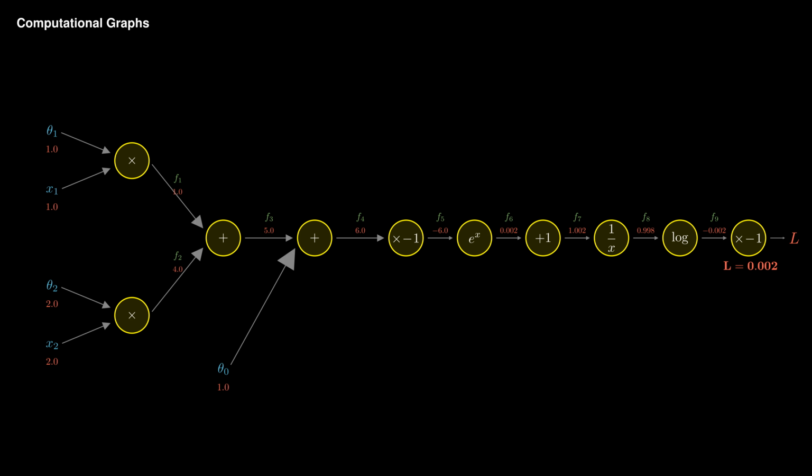f4 equals 5 plus 1, which is 6. f5 equals 6 times negative 1, which is negative 6. f6 equals e to the negative 6, about 0.0025. f7 equals 1.0025. f8, the reciprocal, is about 0.9975. f9, the log, is about negative 0.0025, and the loss L equals 0.0025. A very small loss because this model is quite confident.